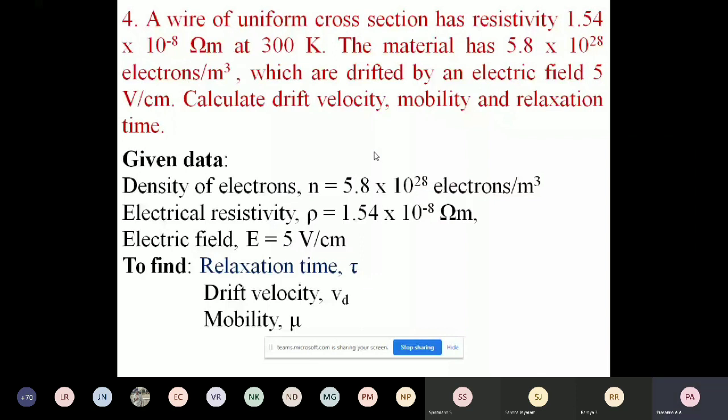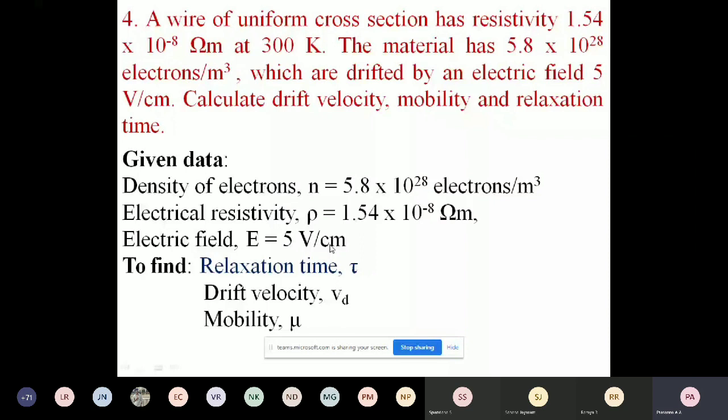So the data given here is n, the number of electrons per meter cube. Electrical resistivity is given and electric field is given. Volt per centimeter is here. You have to convert that into volt per meter. Centi means 10 power minus 2. That is in the denominator. If it is brought to the numerator, it becomes 10 power plus 2. Therefore, in SI system, this value will become 500 volt per meter. You remember this. This becomes 500 volt per meter after converting centimeter into meter. And everything else is already in SI system.